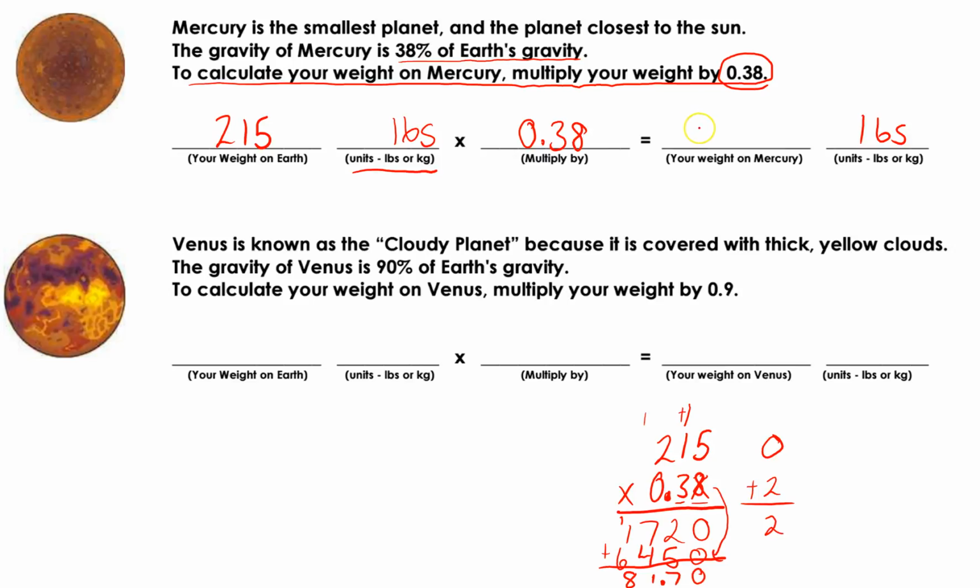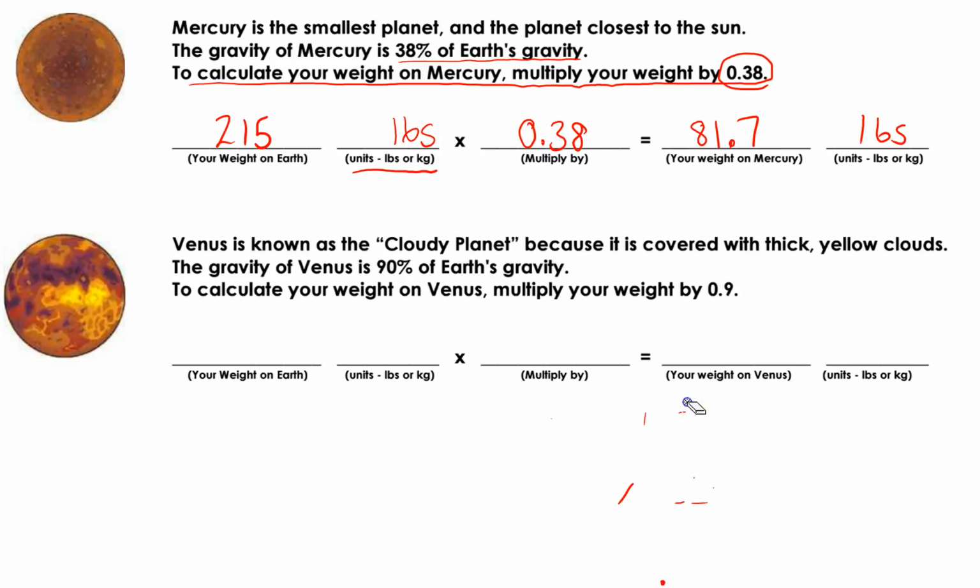So on Mercury, I would weigh 81.7 pounds, or 81 70, or I could take off that 0 and just call it 81 7/10. I like that better. I like that weight a little better. So again, if you know your own weight, you can use your own weight. If you don't know your own weight, just use my weight. Okay, that's fine.